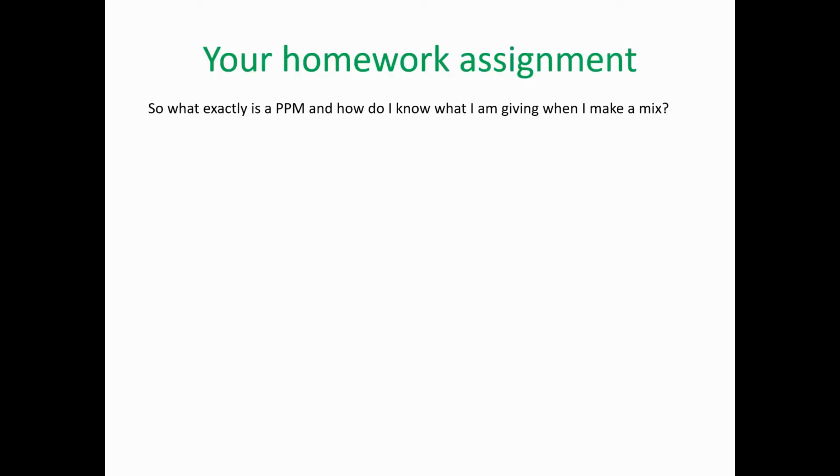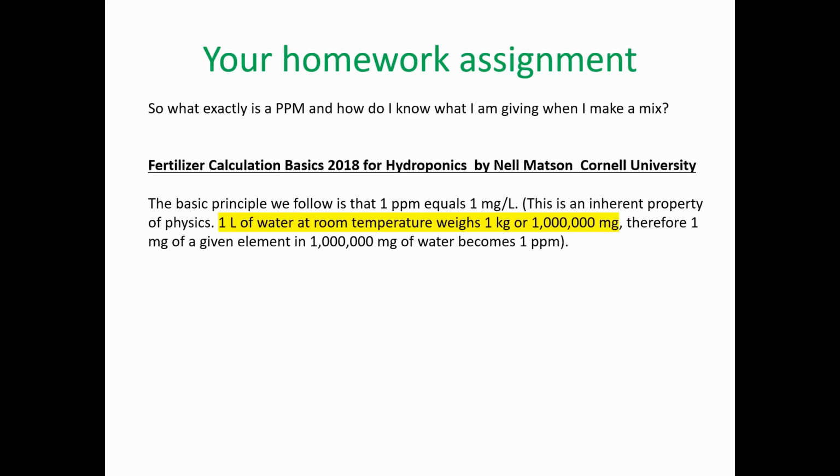So now on to the meat and potatoes of this video. What is a PPM and how do we calculate what level of PPMs we're giving to my plant when we make a nutrient mix-up? We'll look at a little paragraph here by Nell Matson from Cornell University.